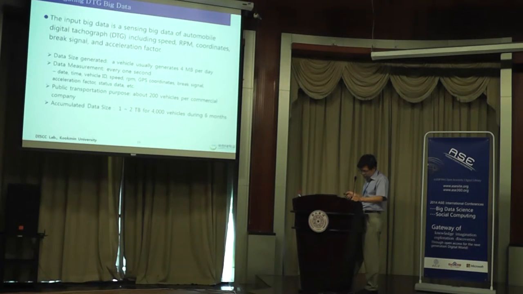It contains date, time, speed, RPM, GPS coordinates, brake signal, acceleration factor, and so on. A commercial car, 200 vehicles per company. And we used up to 1.2 terabytes for 4,000 vehicles during 6 months.